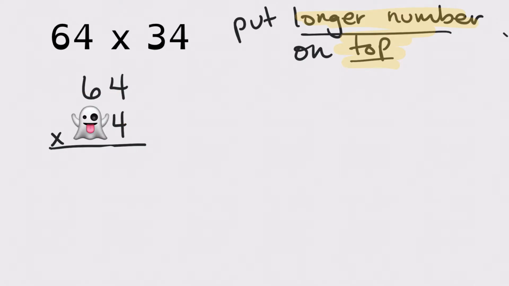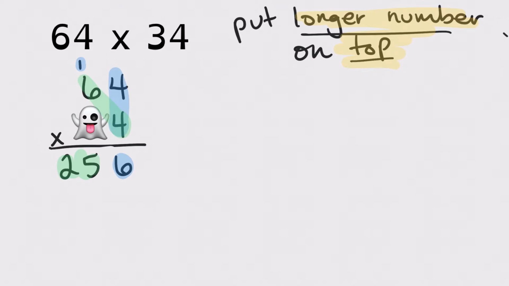So it's one-digit multiplication. So we'll start with 4 times 4, which gives us 16. So we'll write the 6 at the bottom and carry the 1. And then we'll do 4 times 6, which is 24. But we need to add that extra 1, making it 25. So we'll write 25 down here.